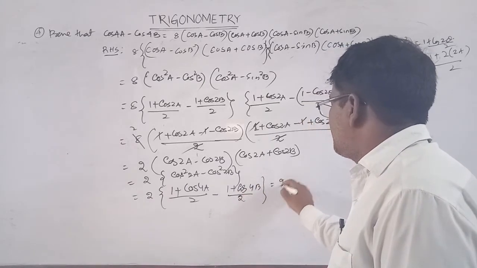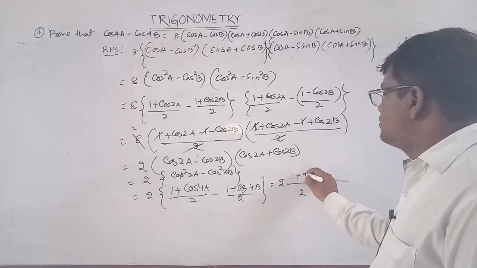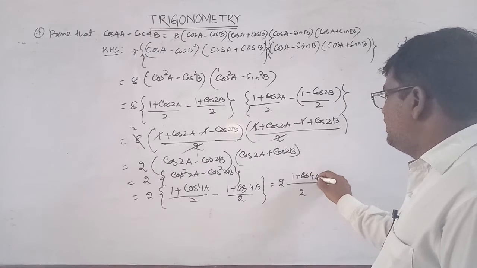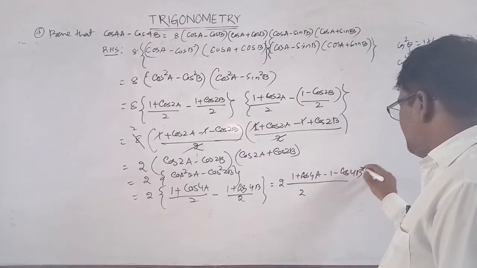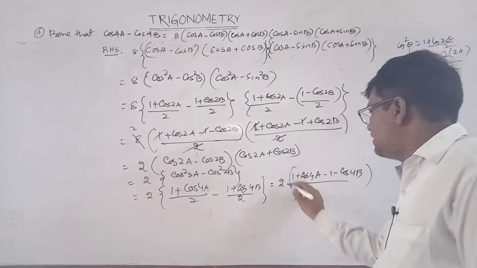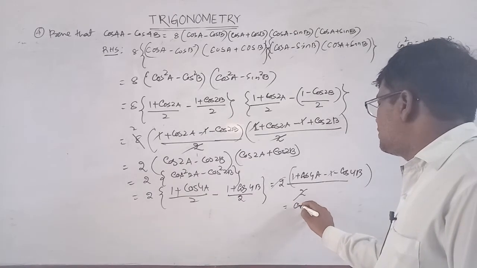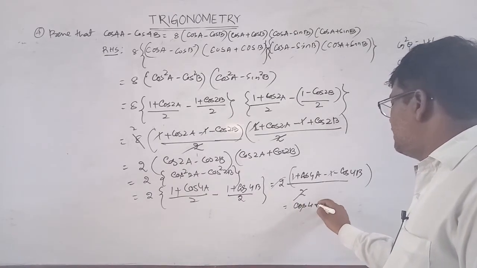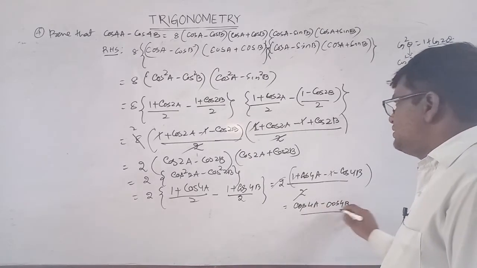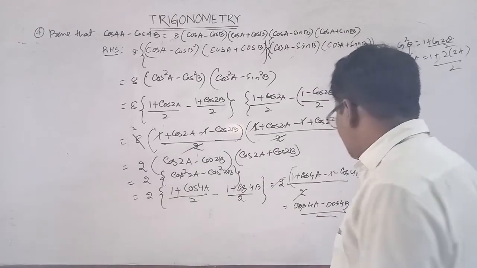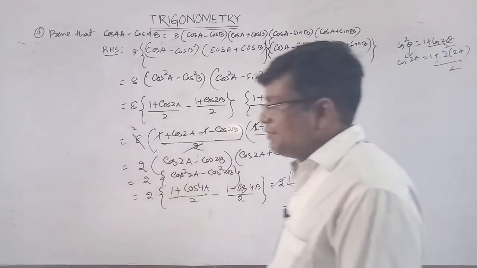So taking 2 as LCM, 1 plus cos 4a minus 1 minus cos 4b. So 2 cancels, plus 1 minus 1 cancel. This is equal to what? Cos 4a minus cos 4b. This is the answer and the proof. RHS. This is the left hand side.